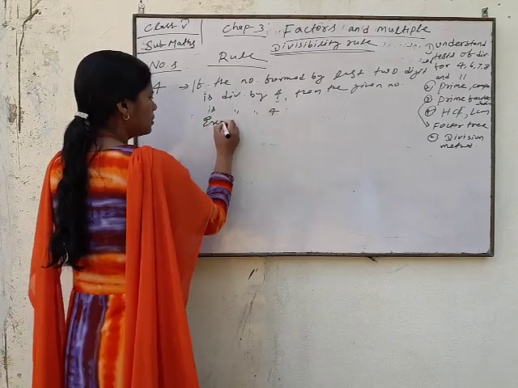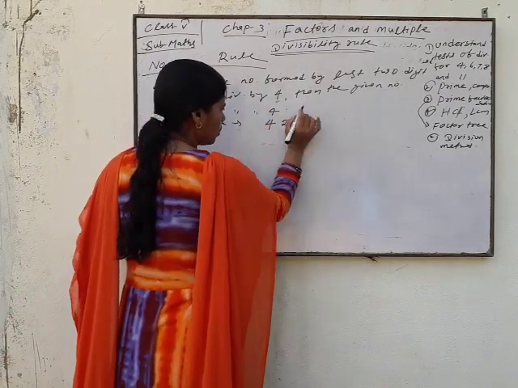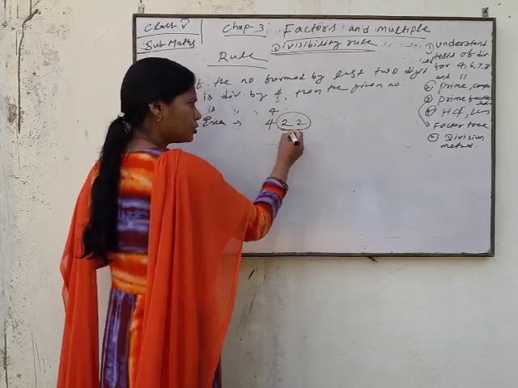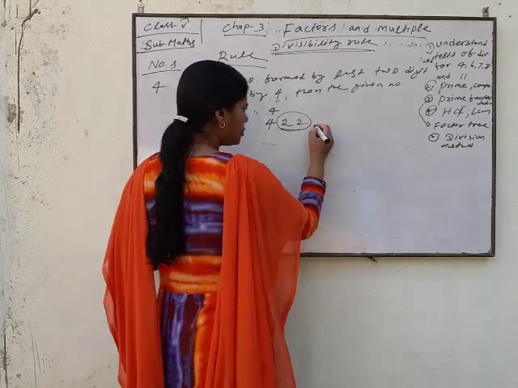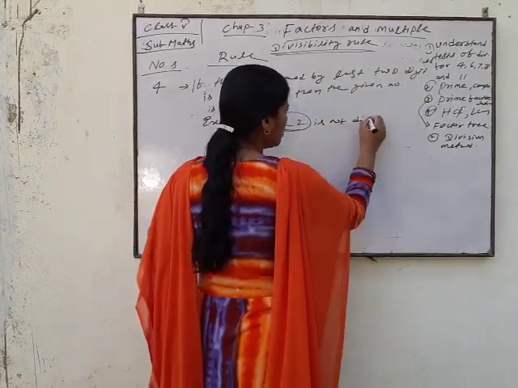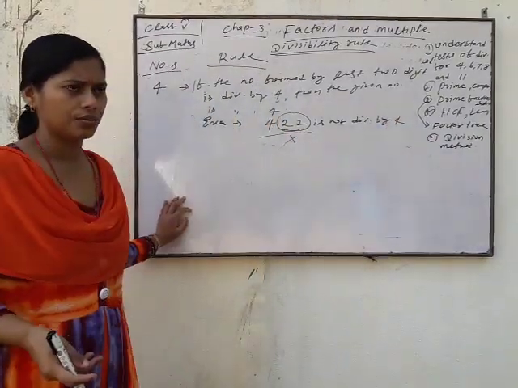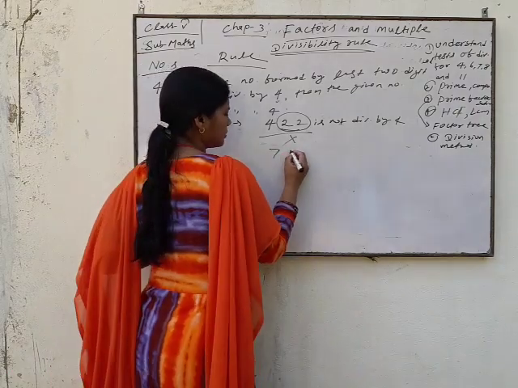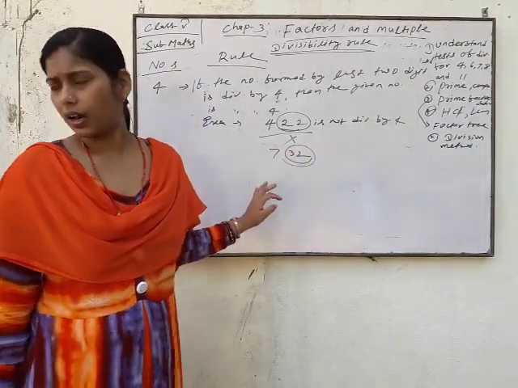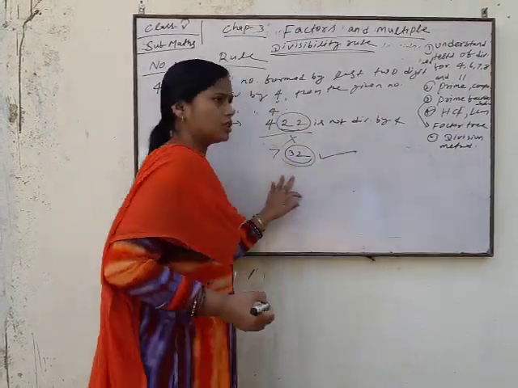For example, suppose 422. The last two digits form 22, and 22 is not divisible by 4, so this number is not divisible by 4. Suppose 732: the last two digits are 32, and 32 is divisible by 4, so this is divisible by 4.